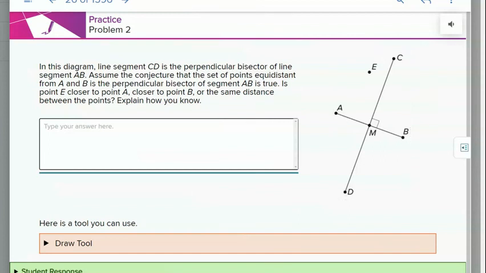Ooh, explain how you know. That's an excellent question. Okay. Of course, you can use the draw tool. If you click on the draw tool, you can recreate this using the circles and the compass.